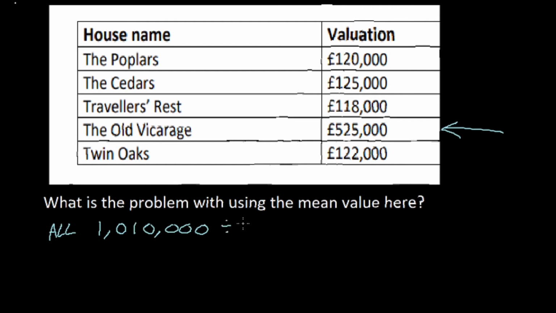And then when you divide that by 5, because that's how many houses there are, you get this amount. And if you look at this number, can you see this is much higher than all of the houses except the 525,000 house? So it's not really representing the reality of the houses that are there.